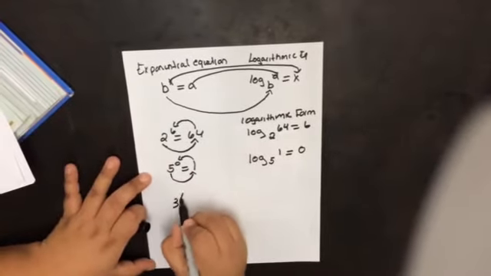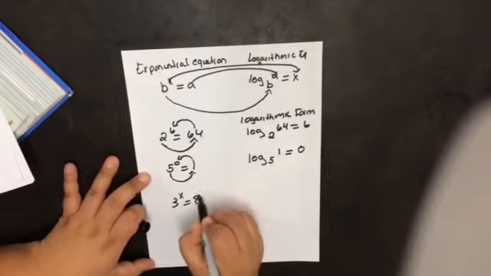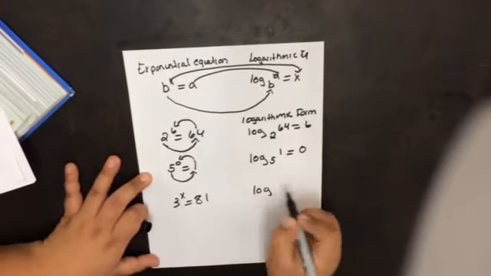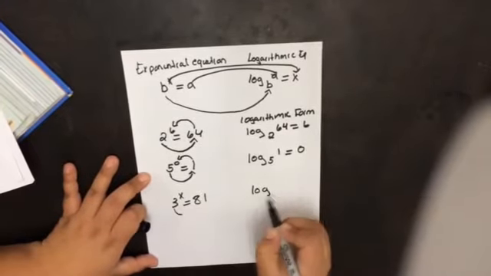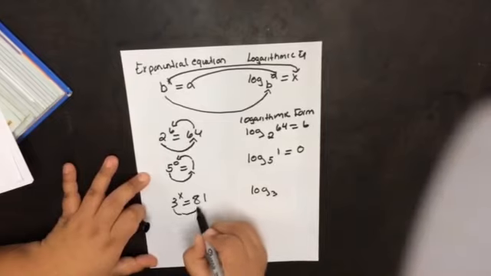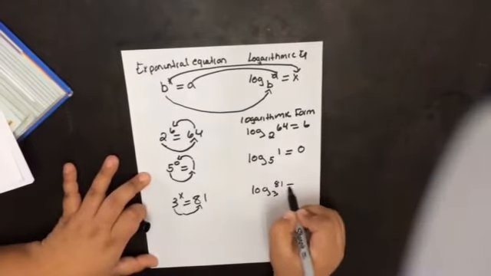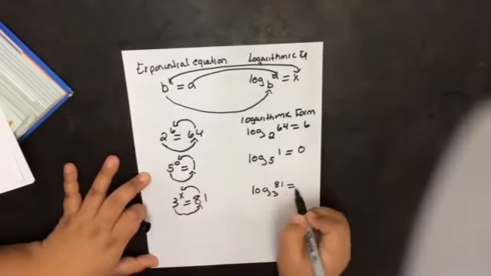What if we have 3 to the x equals 81? And it's going to be log base 3 of 81 equals x.